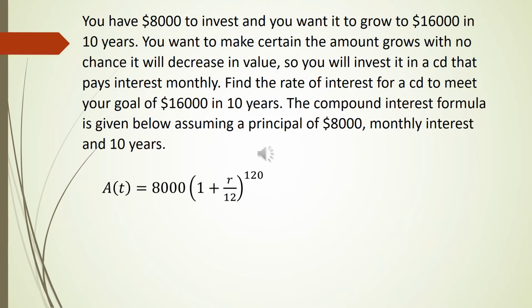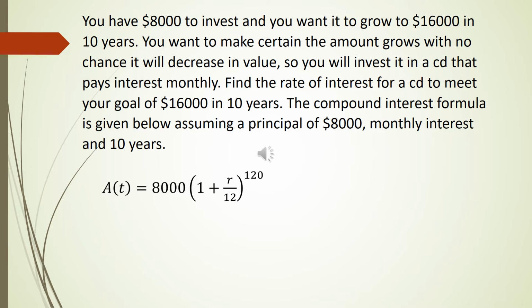Looking at another example about tolerances, this time about finances, we have $8,000 to invest and we want it to grow to $16,000 in 10 years. We want to make certain that the amount grows with no chance that it will decrease in value. So we will invest in a CD that pays interest monthly. Find the rate of interest for the CD to meet our goal of $16,000 in 10 years.